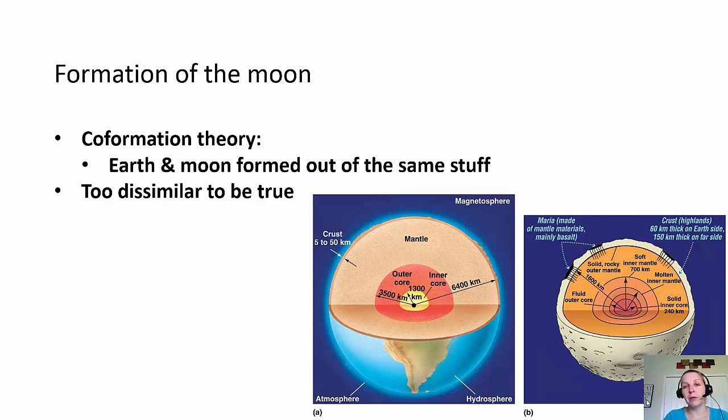All right, so how did the moon form? Right, big question. Well, there's a few different theories. One theory is the co-formation theory. Basically, it's saying it formed at the same time from the same stuff. That's what it's saying. But the Earth and the Moon are kind of too different to actually support this.